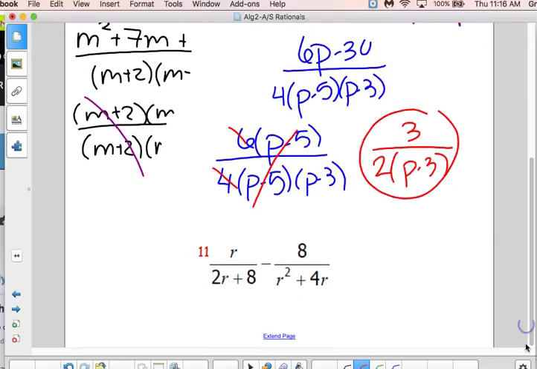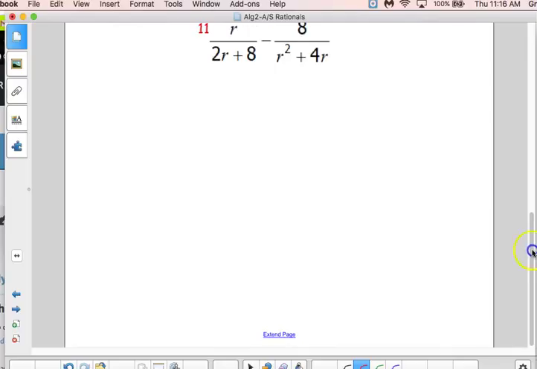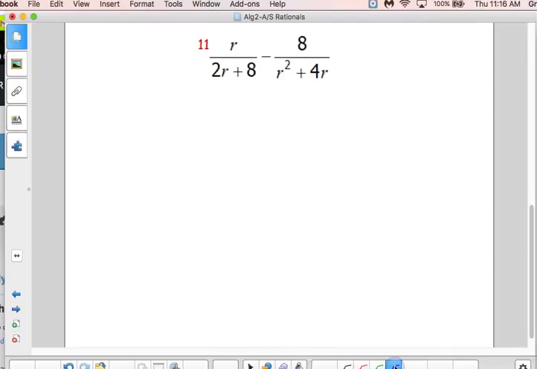Next one. Do we have a common denominator? No. So what can we do? Factor. How do we factor that first one? Take out the 2. How do we factor the second one? Take out an r. A lot of times if you just have 2 pieces here and they're not perfect squares, you're just looking for what you can take out. So we can take out the r to give us r plus 4.